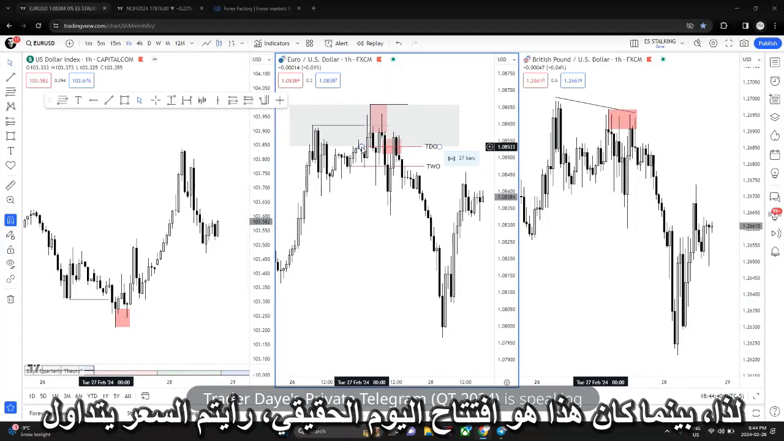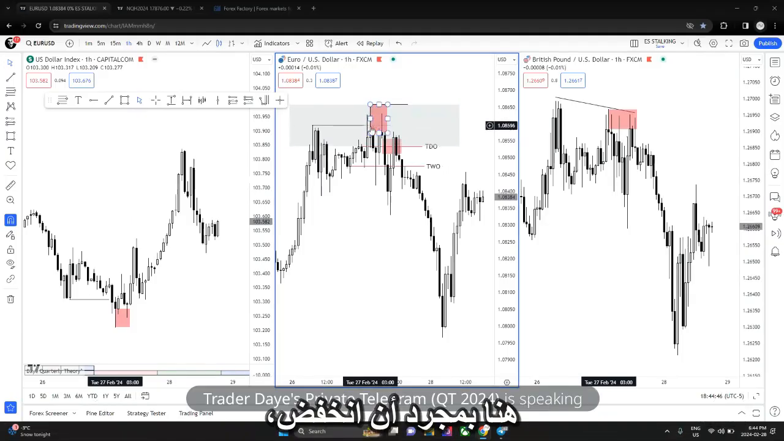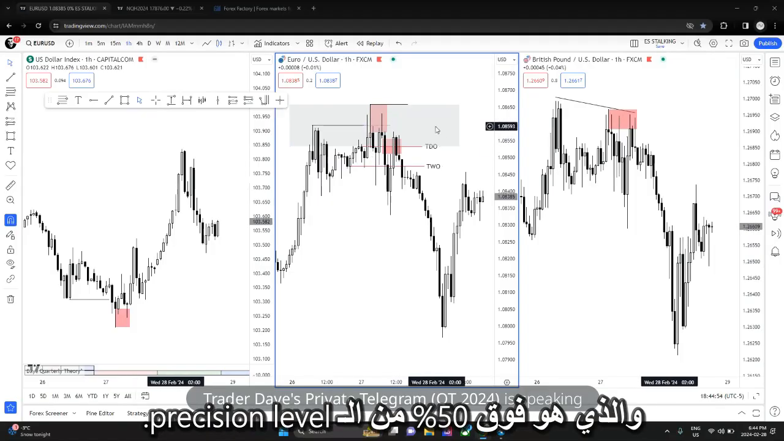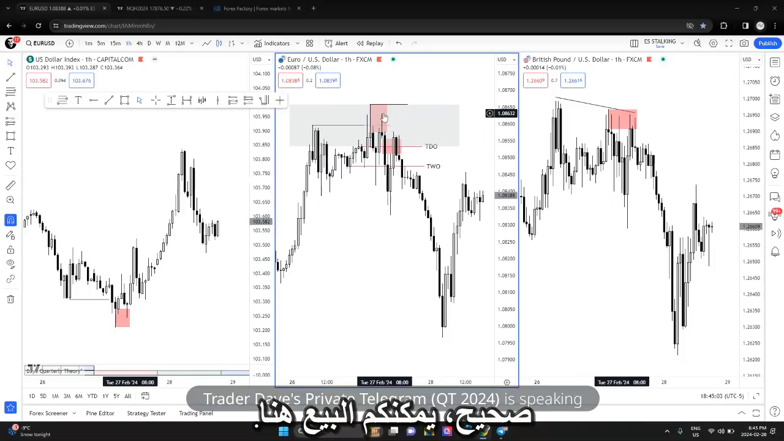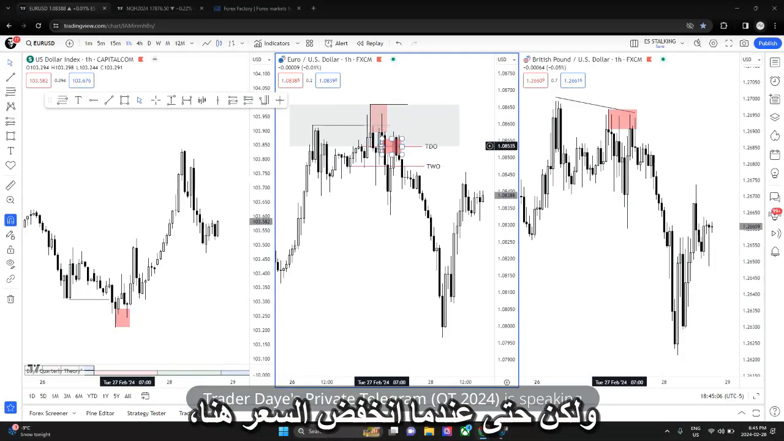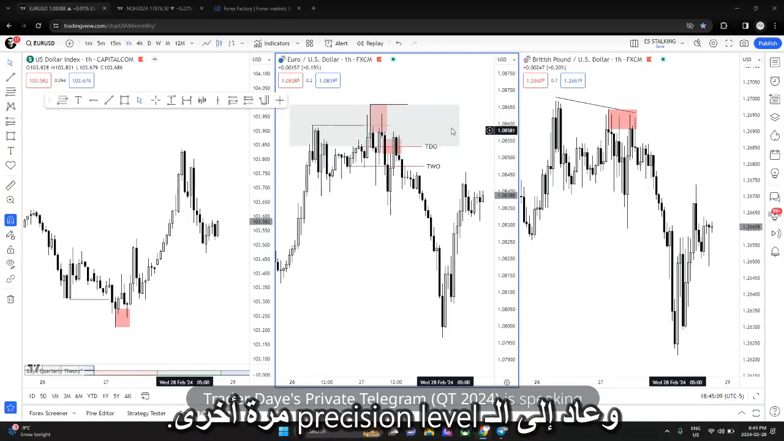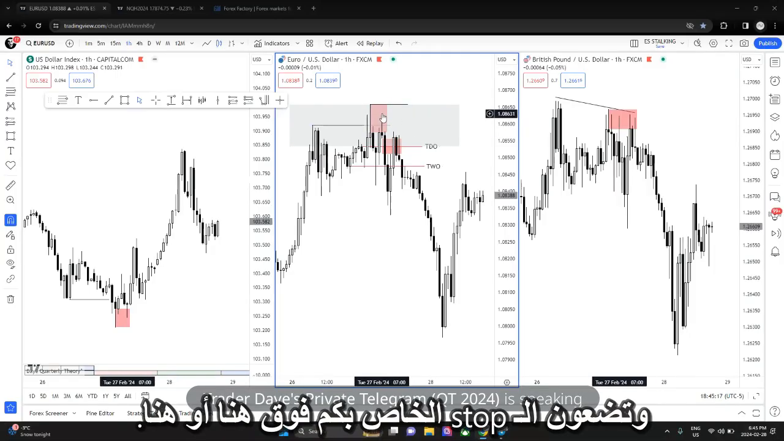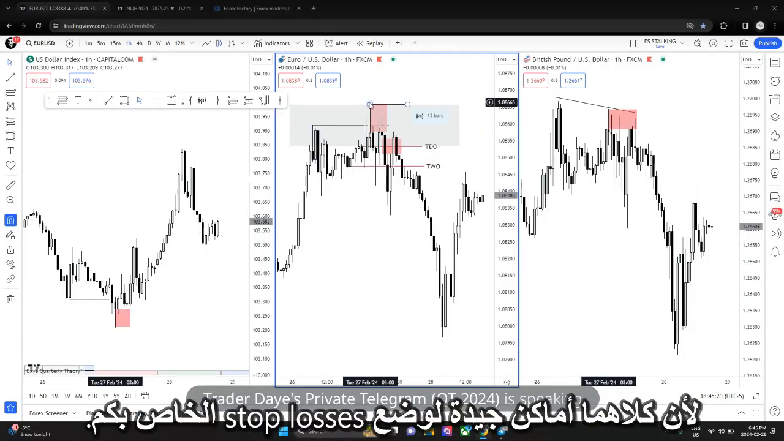So meanwhile, this was the true day open. You saw price trading here. Once it broke down and returned to this gap, which is above the 50% of the precision level, right? You could go short here. But even when price broke down here and went back to the precision level again here, right? You could short here as well and put your stop about here or here. Because both of these are good places to place your stop losses.